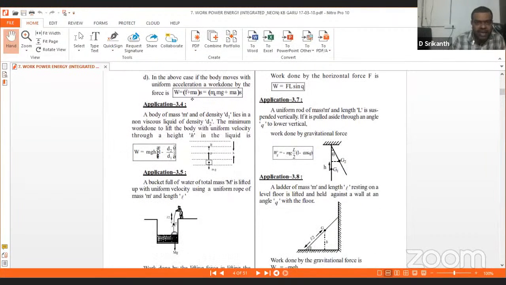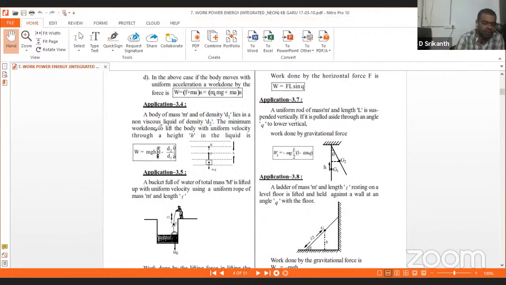A body of mass m and density d1 lies in a non-viscous liquid of density d2. Firstly, we'll see what is meant by viscous liquid. Suppose I will consider two substances: one is water and another one is gum. If I touch the water, there will be no opposing force. But if we touch the gum, what will happen? There will be some opposing force.